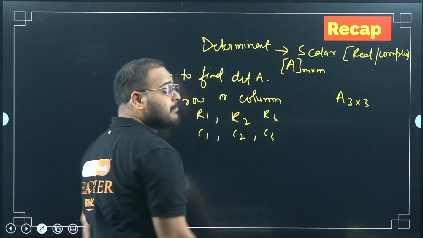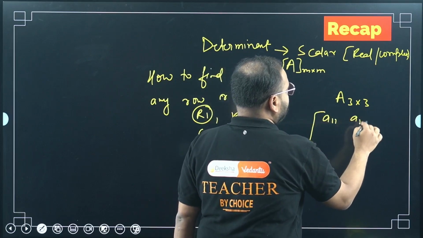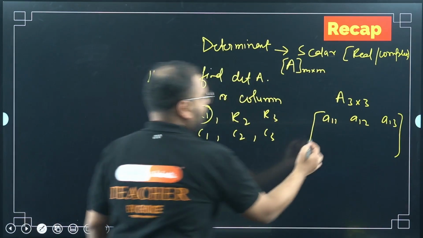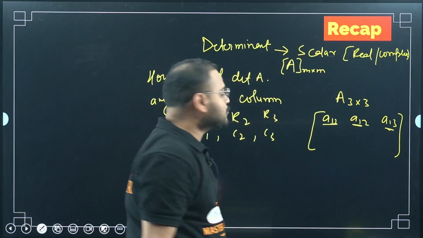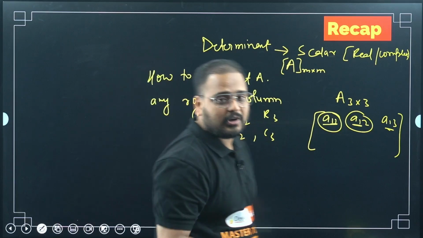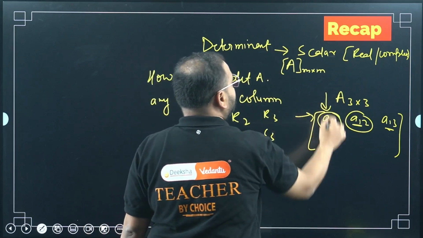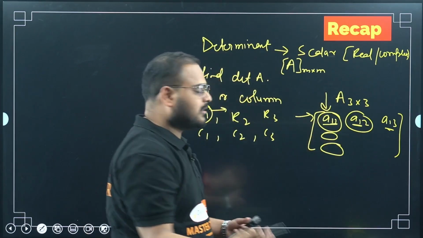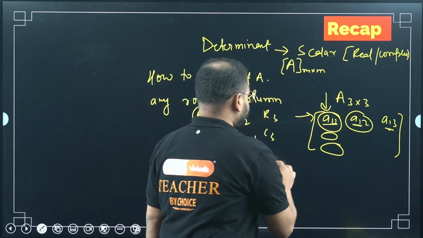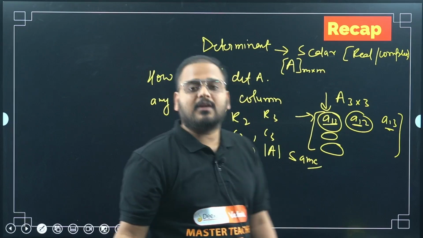But remember, if you are using row 1, it has 3 elements: A11, A12 and A13. Make sure you use all 3 elements. Do not use only one element or only two. If you are using a row to determine the determinant, use all the elements in the row, or all the elements in the column if you are using a column. The value that comes out, whether you use row 1, row 2 or row 3, the determinant of A will always be the same.